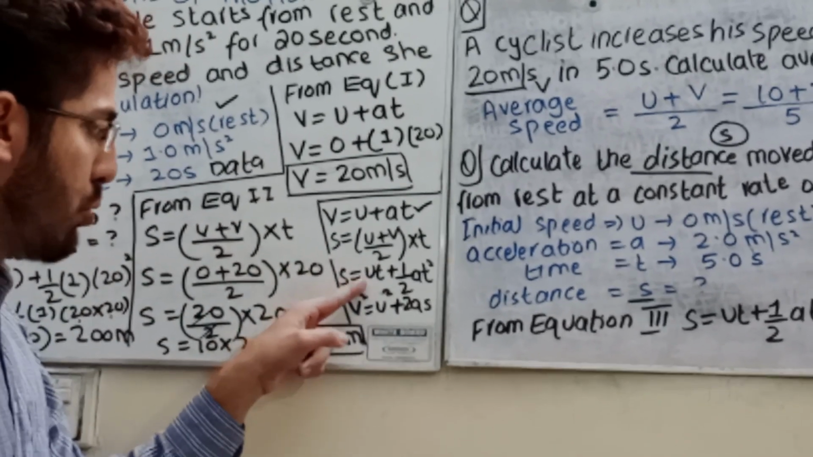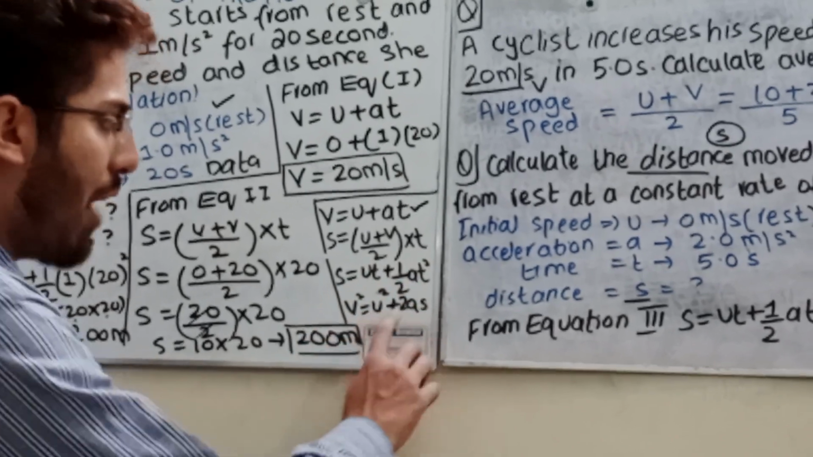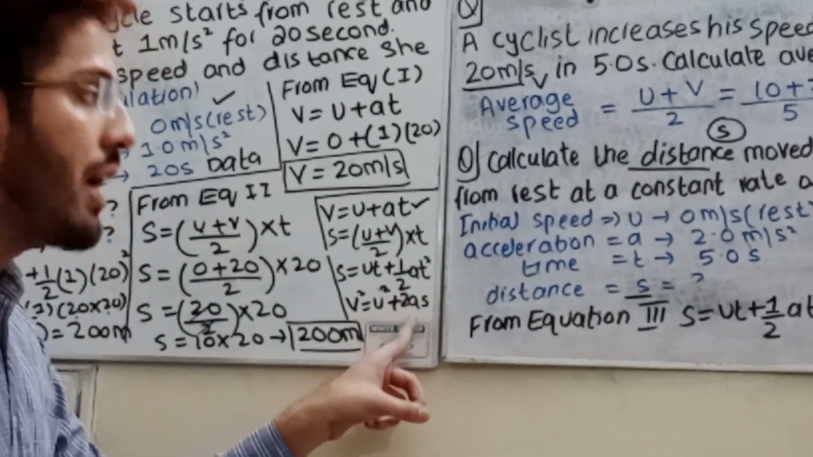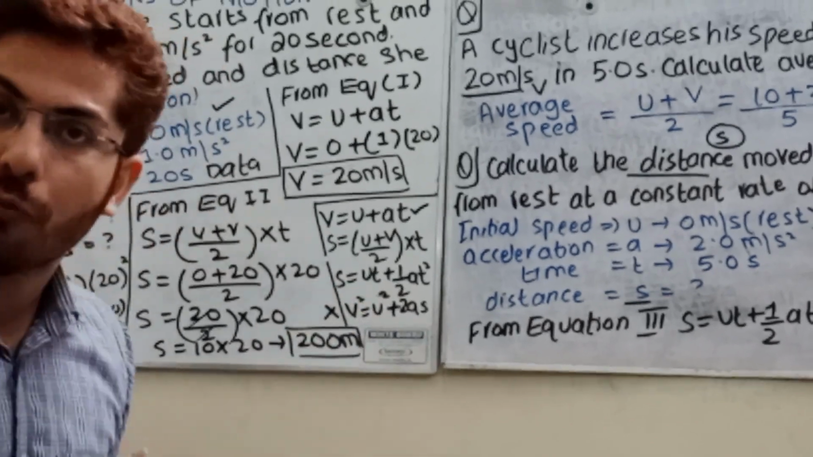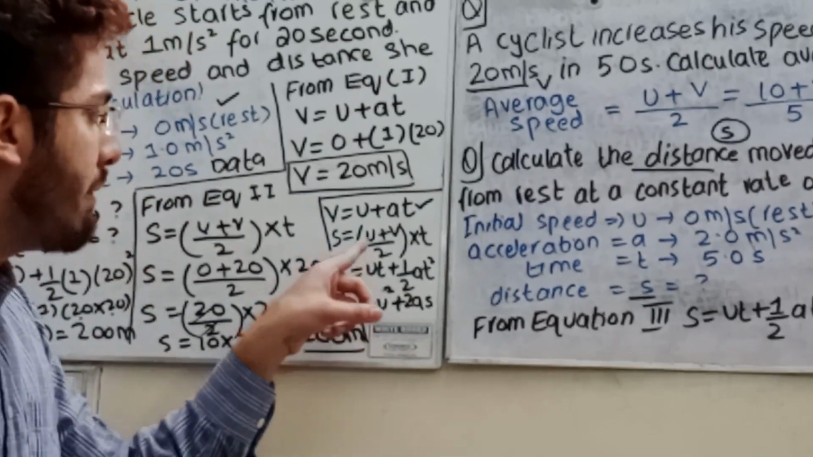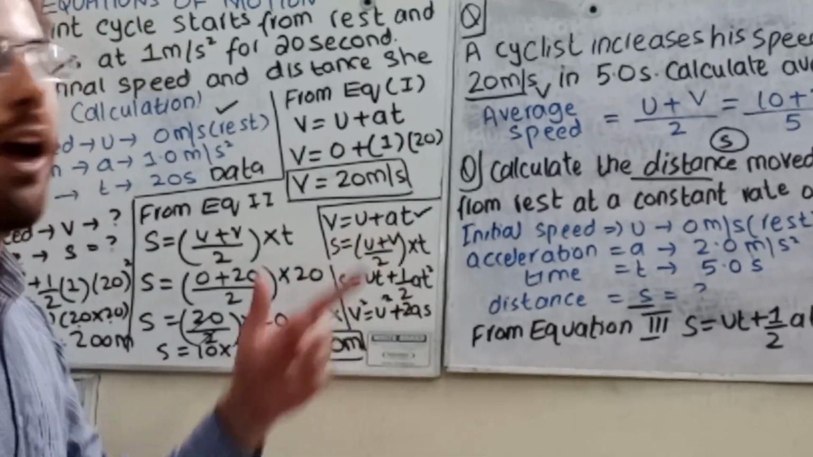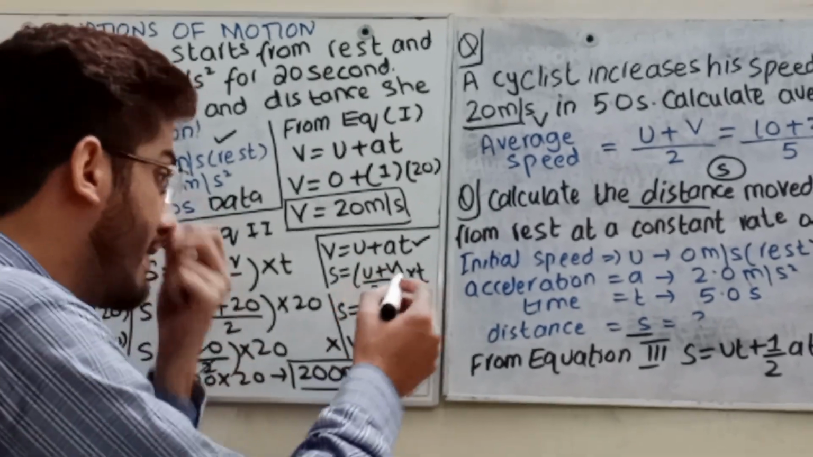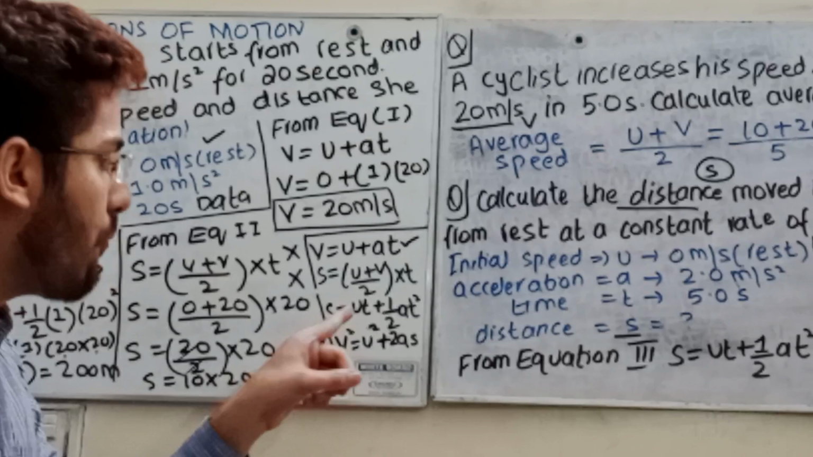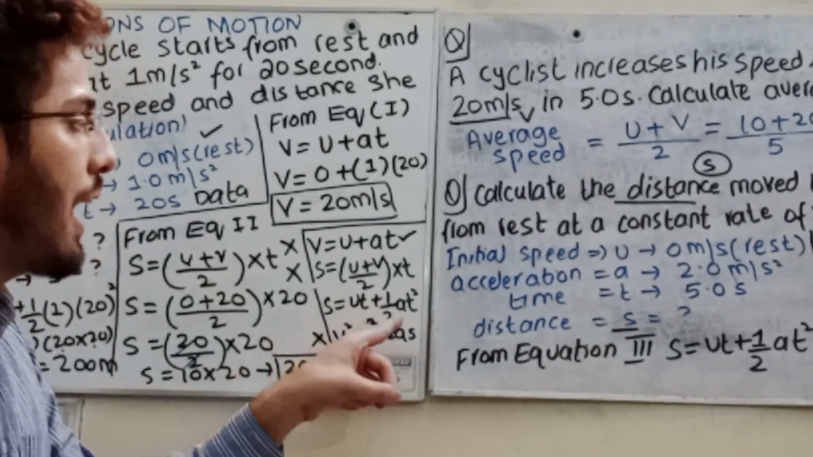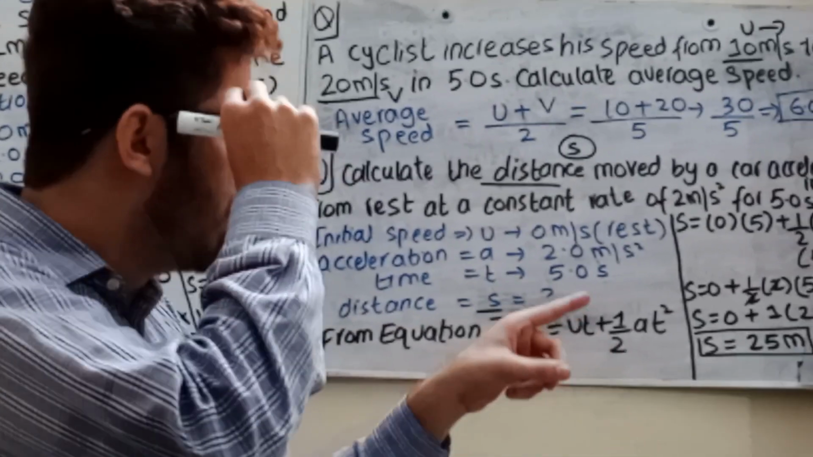Why are we not applying this formula, students? Because we don't have the final speed, we don't apply this formula. Now shall I apply this formula, sir? I don't have the final speed, so again I can't apply it; it has been cancelled out. We can find the answer with this formula, ut plus half at square.